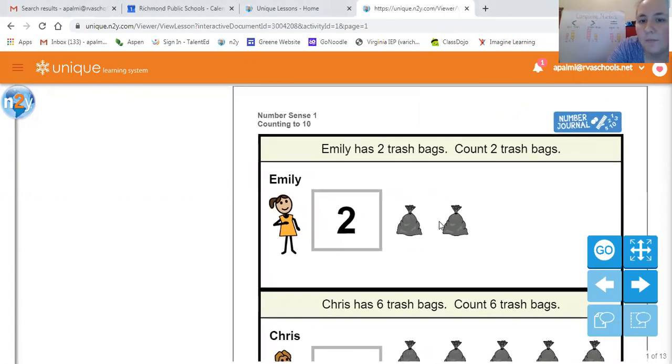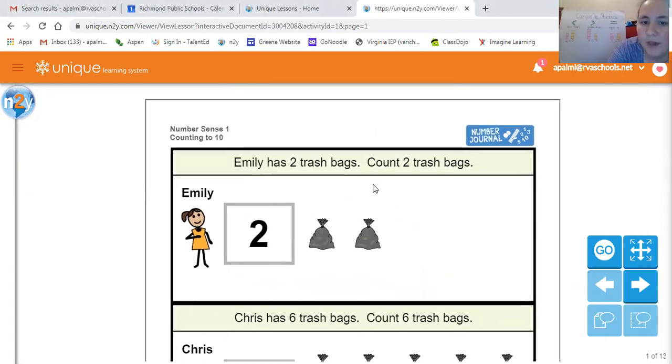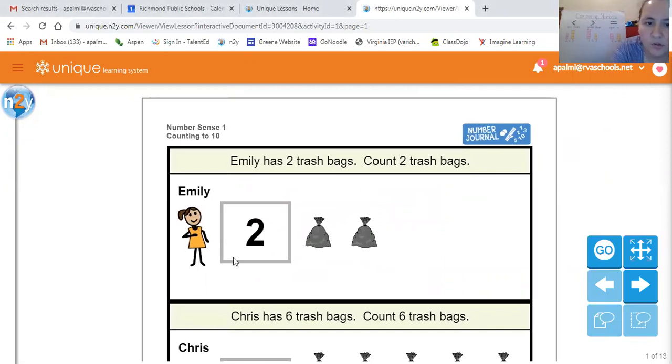So our friend Emily here, she has some trash bags, and it looks like she has 2. So we're going to practice counting by making the same number of trash bags with our blocks. So I'm going to use green blocks for Emily. So I need you guys to help me count up to 2 trash bags. Are you ready? Here's 1 trash bag and 2. So our green blocks are for Emily, okay?